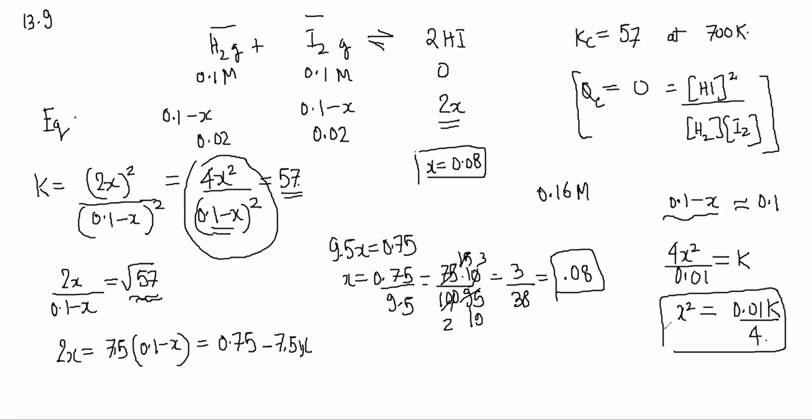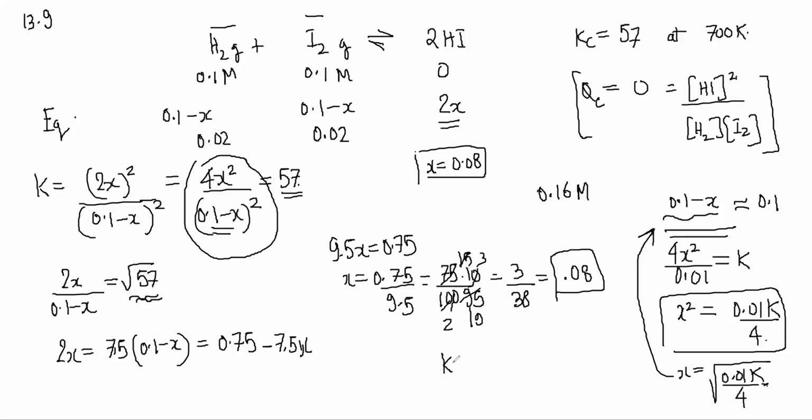And then you have to actually do a check. Whatever value of x comes from here, you have to check whether this assumption is true or not. The x value should be negligible compared to 0.1. Then only is this assumption true, correct? So this assumption will be true only if the k value was small.